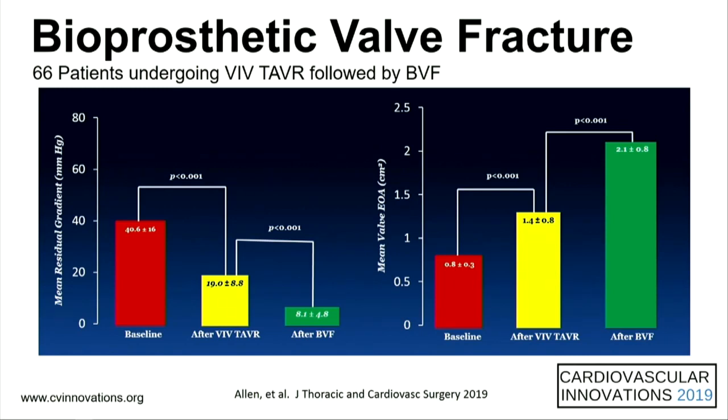In this series, the baseline mean gradient is 40. After valve-in-valve TAVR, the mean gradient is still 19. And after BVF, the mean gradient is 8. And the EOA is 0.8 at baseline, 1.4 after valve-in-valve TAVR, and 2.1 after BVF.